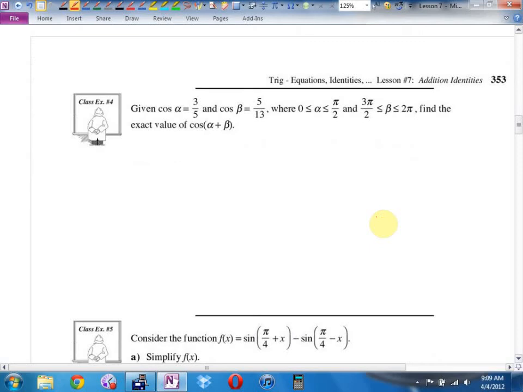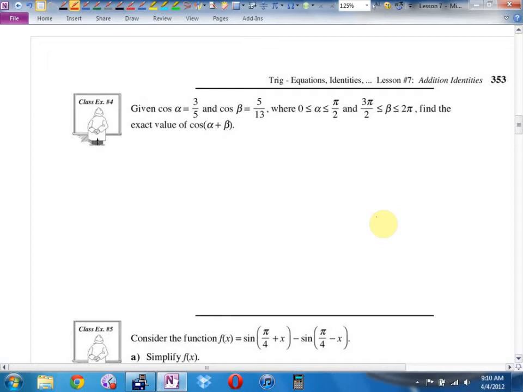Example 4. I like this question. This is a nice question. Read example 4 to yourself without freaking out. You okay, Nicole? Leave Shannon alone. She's trying to learn. She doesn't need your distractions.